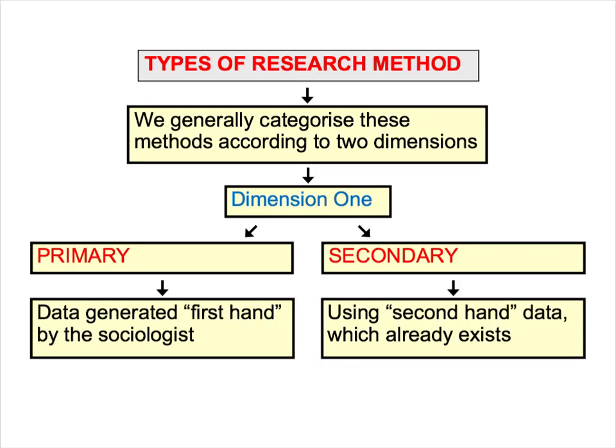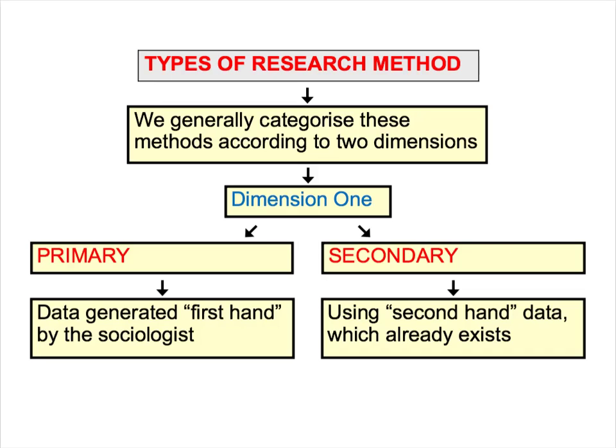Now, there are lots of different ways in which sociologists do their research, but we can generally categorise these approaches according to two dimensions. Firstly, research can either be based on primary data or secondary data or a mixture of both. So primary data refers to information which wasn't present before the research began. So it's new data that's generated by the researcher during the actual process of research.